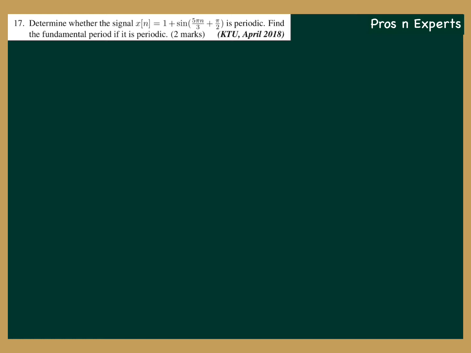I can write the signal as x of n is equal to 1 plus sine of (5 pi by 3 n plus pi by 2). Okay, and this 1 is added to a sinusoidal signal, which means we are clamping the signal. EC students can clearly understand it. We are clamping the signal by 1 unit, which is not going to affect the periodicity of the signal.